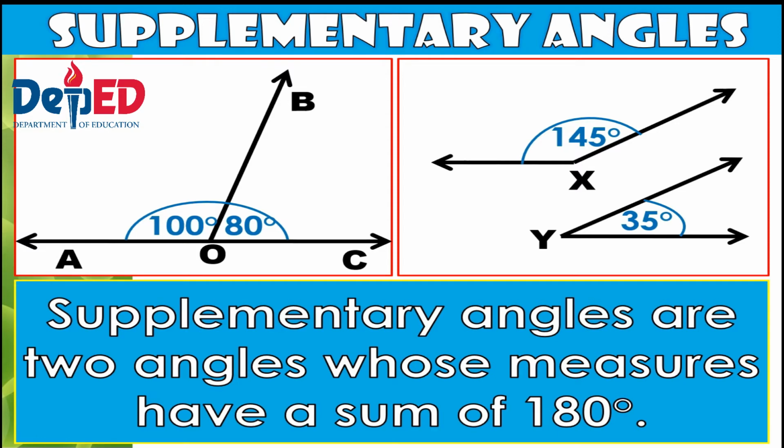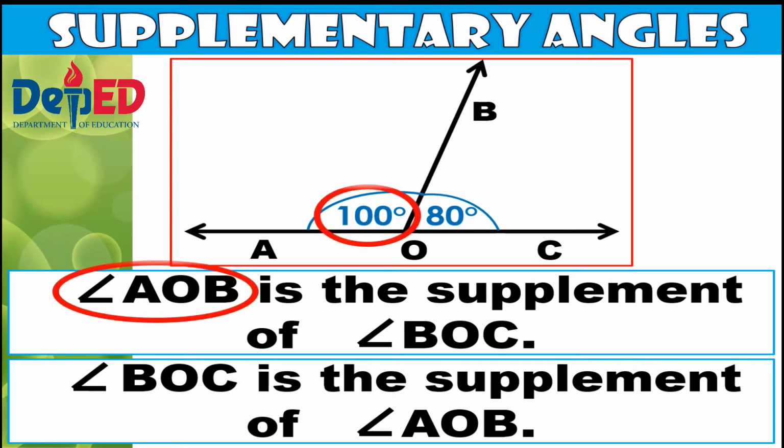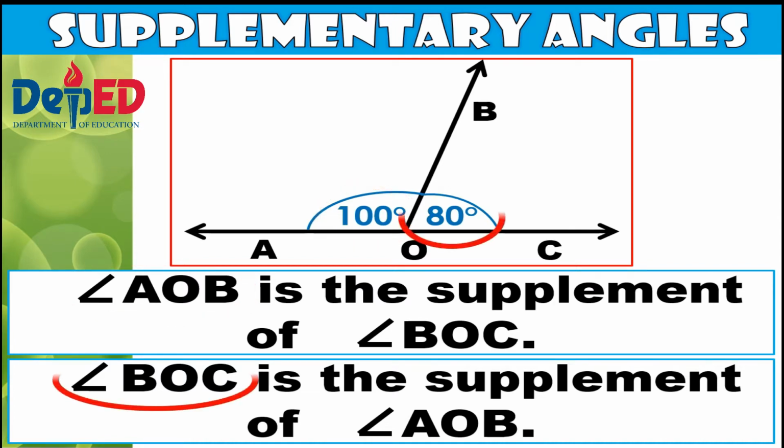So they are called supplementary angles. They are two angles whose measures have a sum of 180 degrees. Angle AOB is the supplement of angle BOC, and angle AOB measures 100 degrees. Angle BOC is the supplement of angle AOB, and angle BOC measures 80 degrees. And the sum of the measures of angle AOB and angle BOC is equal to 180 degrees.